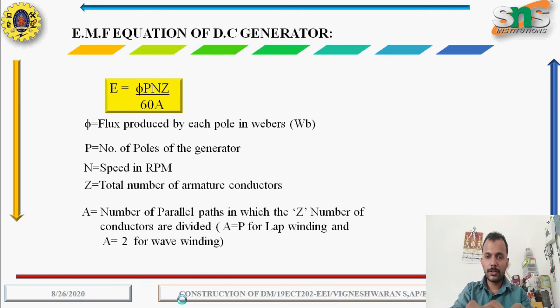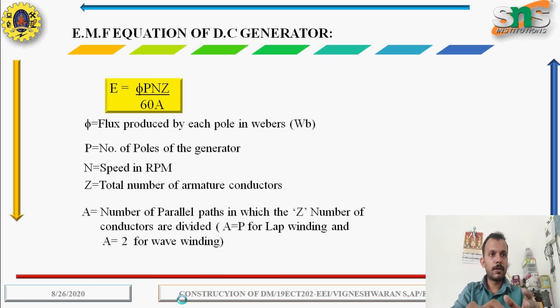And this is the EMF equation of our DC generator. The EMF generated in a DC generator is called back EMF in the case of a DC motor. The EMF equation is E = ΦPNZ/60A. Φ is the flux produced by each pole in Webers. P is the number of poles of the generator, whether 4 pole, 6 pole or 8 pole. N is the speed in RPM.